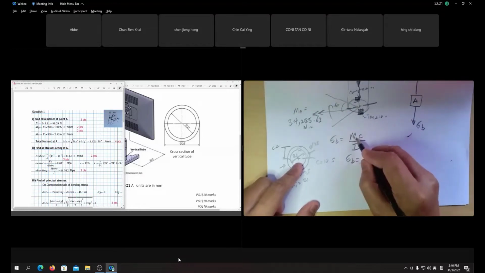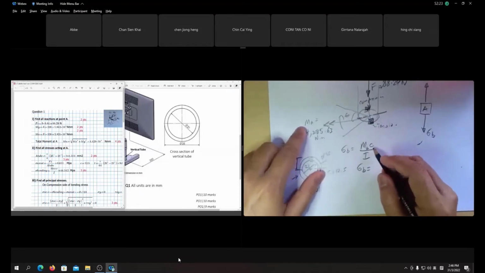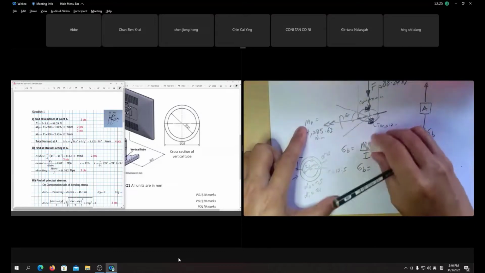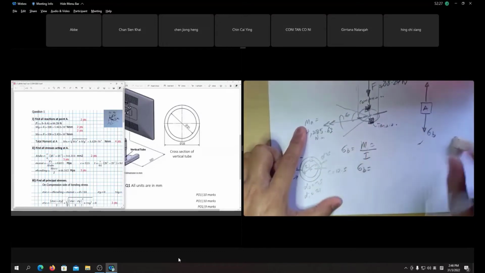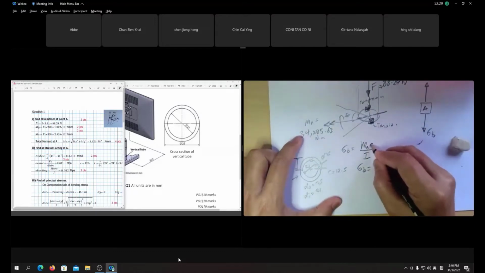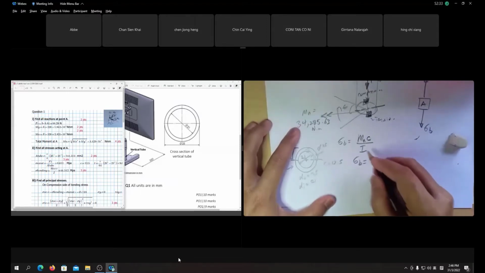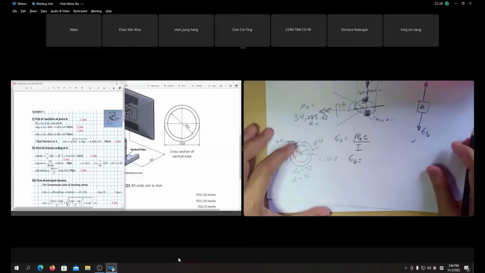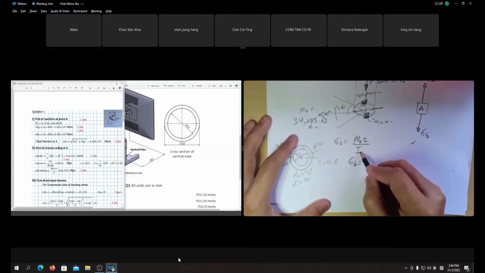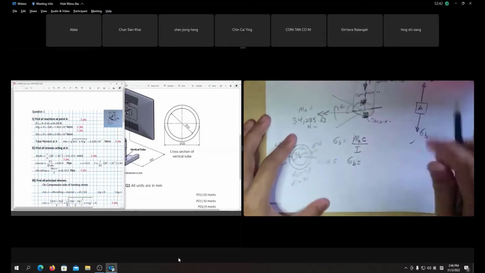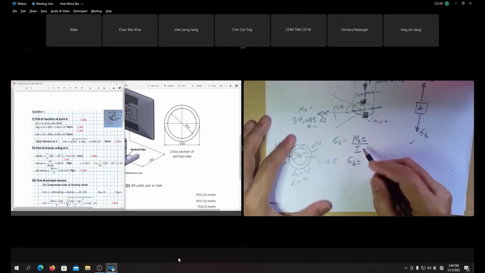M is the total moment at A. Sorry, the moment at A, the one from before, the square root of the sum of the squares, your total moment. C is 12.5. So we have, okay, what is I? I is the moment of inertia, right?